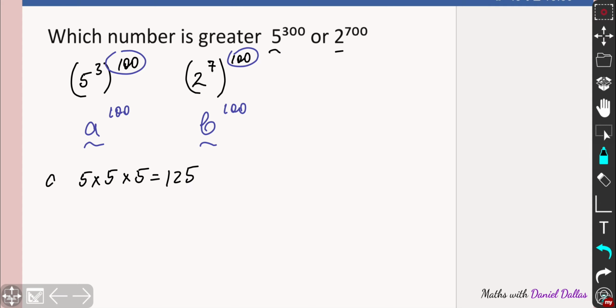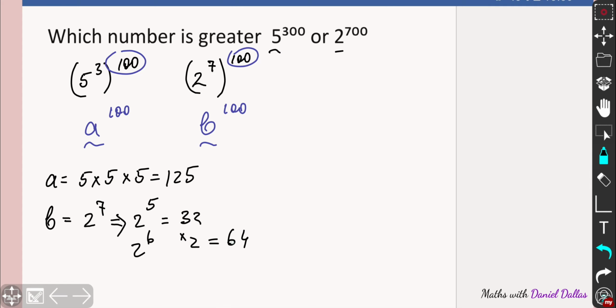And let's compare that with A, which is 5 cubed. And what about B? B is 2 to the power 7. If you know 2 to the power 5, it simply means 32. If you times 2 again, you'll get 2 to the power 6, and you'll get 64 then. And if you times one more by 2, you'll get 128. That's 2 to the power 7. That's what we intended to get.